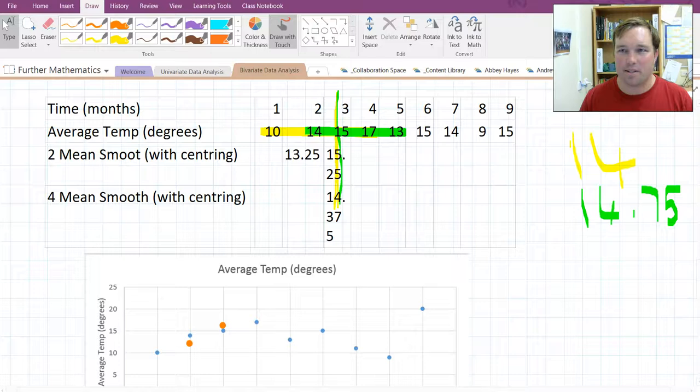Next video, the median ones. Median ones are easier, but harder to do on the calculator.